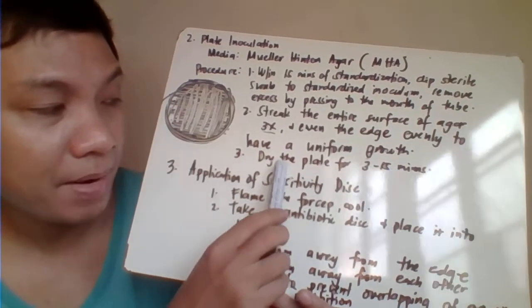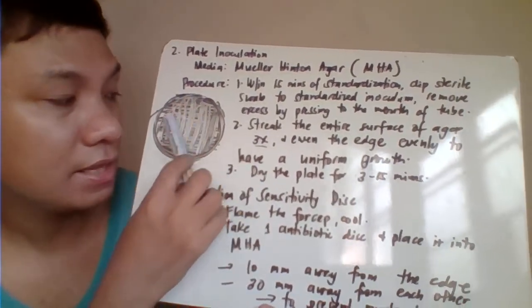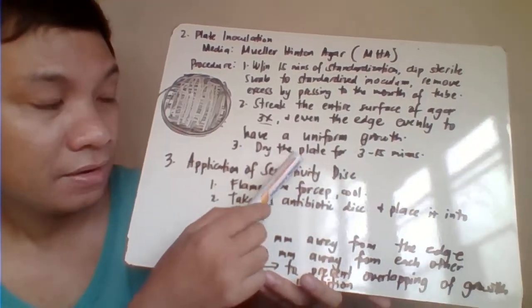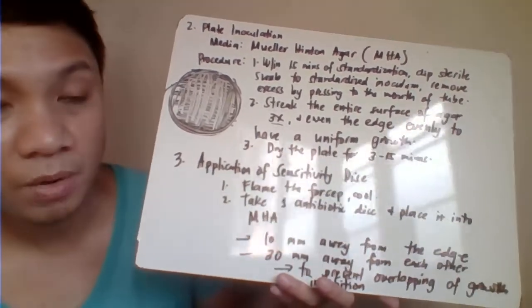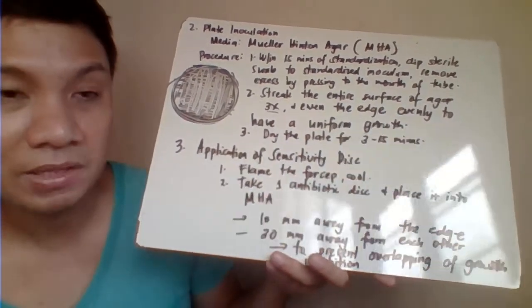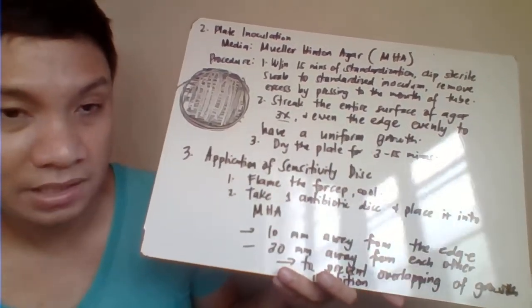Wait, okay, within 15 minutes of your standardization, you should plate it right away on our Mueller-Hinton agar. After you have inoculated the standardized bacteria on your MHA plate, you try to dry that one for 3 to 15 minutes. And after that, you try to apply your antibiotic disc.